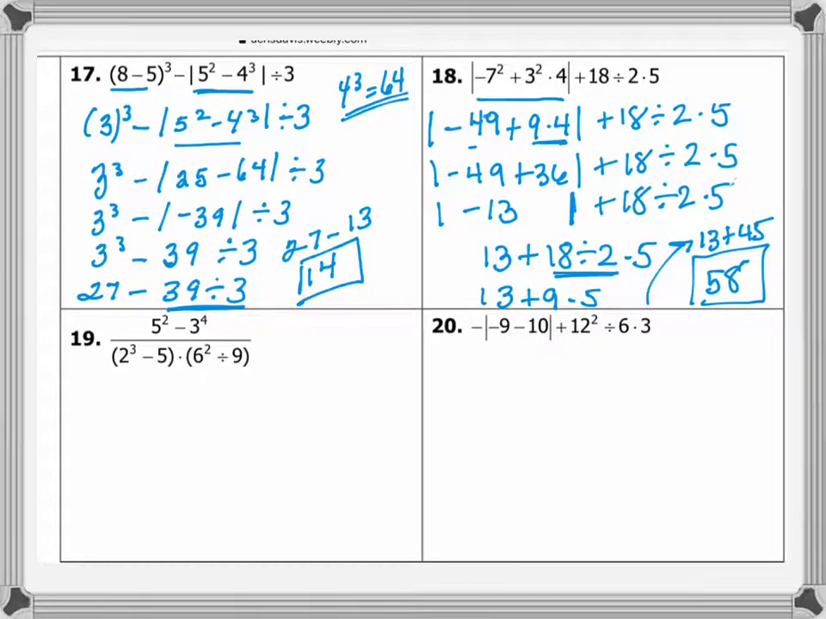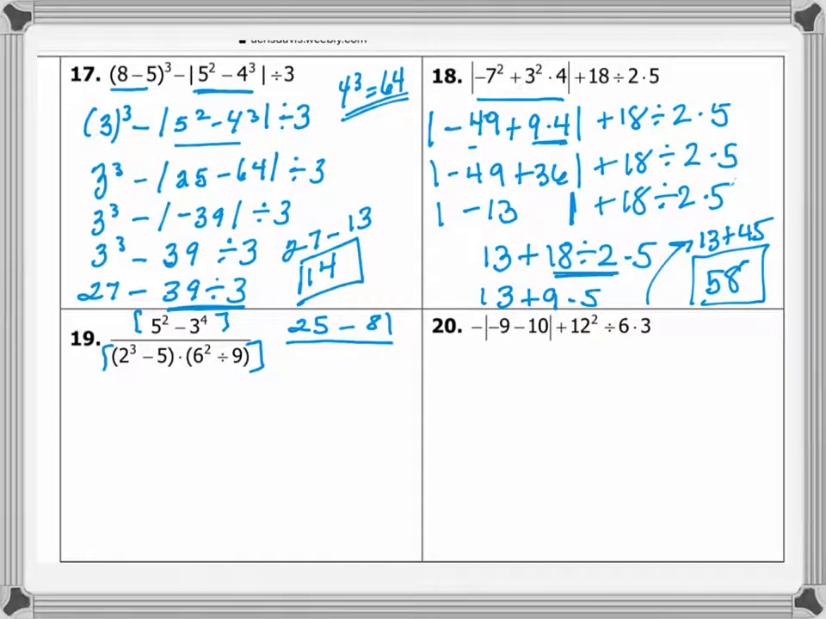Let's keep going. 5 squared minus 3 to the 4th, over the next expression. We're going to do the top, and then we're going to do the bottom. Okay, so 5 squared is 25, and 3 to the 4th is 3 times 3 times 3 times 3, which you should figure out is 81.